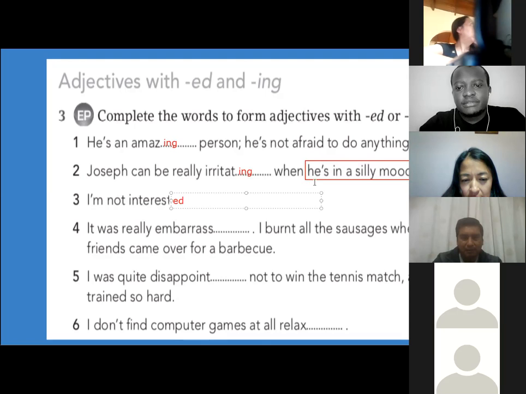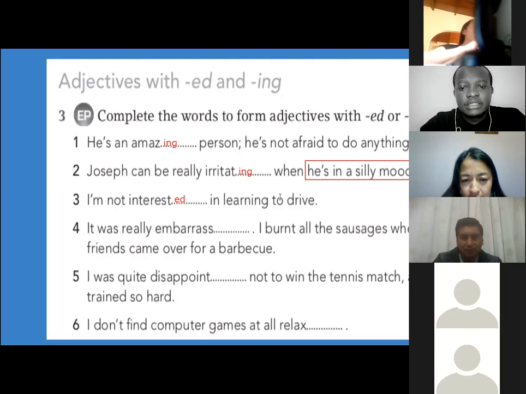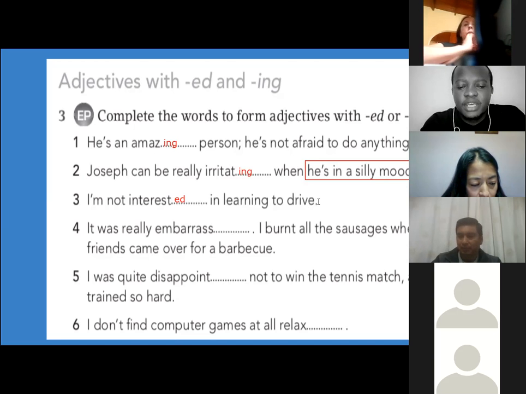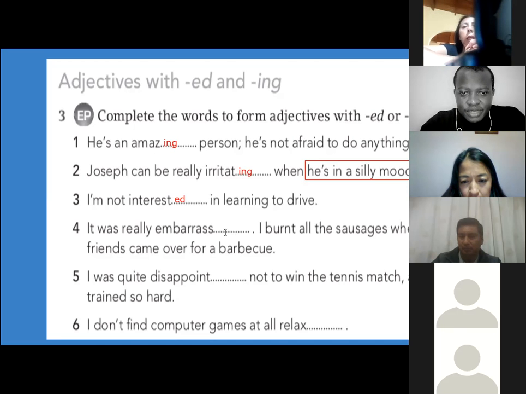The feeling of what? The feeling of the person when he's learning to drive. Yeah. Number 4: it was really embarrassing. I burnt all the sausages when my friends came over for a barbecue. Embarrassing or embarrassed? Embarrassing. Why? Do you care to explain why?